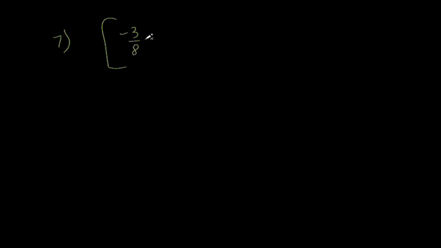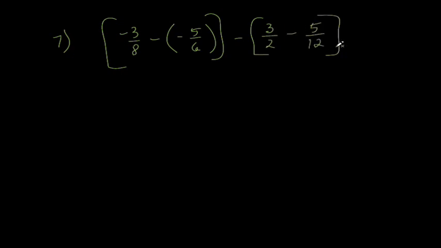Because everybody's favorite fractions are on there. I'll tell you what, let's go with this puke green, okay? Number 7. All right. Got a big old bracket. You got minus 3/8 minus parentheses negative 5/6, minus another bracket, 3/2 minus 5/12. Wow. Took a long time just to write the thing out.